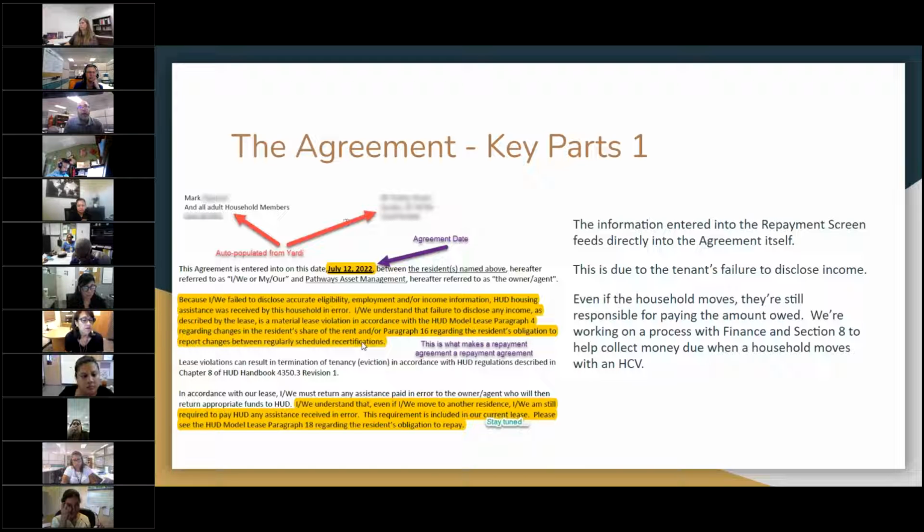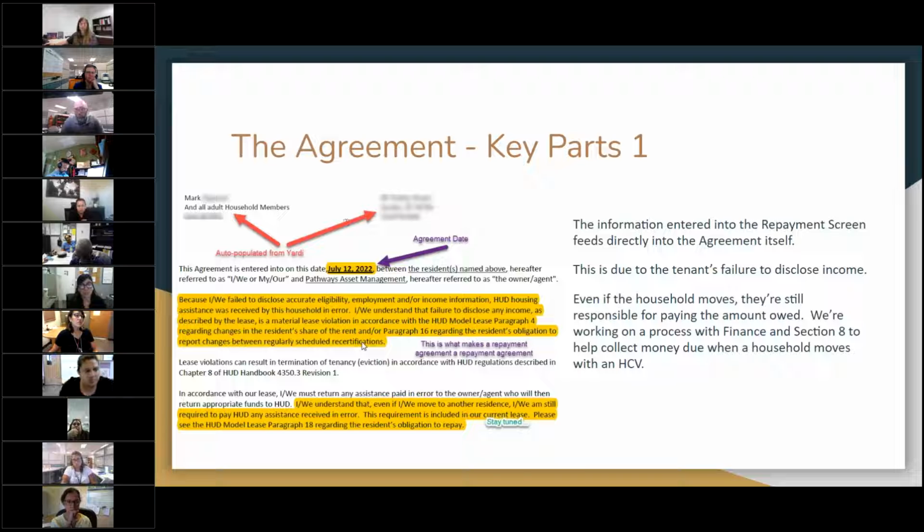This last part that I highlighted: we understand that even if we move to another residence, we're still required to pay HUD any assistance received in error. This requirement is included in our current lease. Please see the model lease paragraph 18 regarding the resident's obligation to repay. I highlight this just to say, stay tuned.